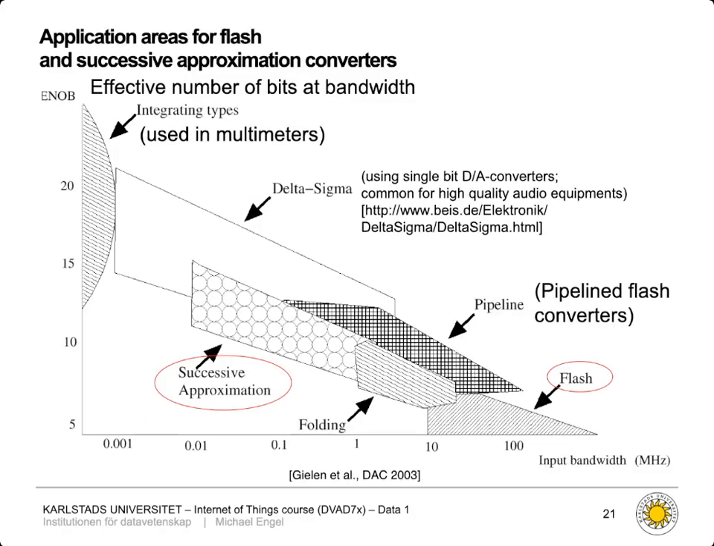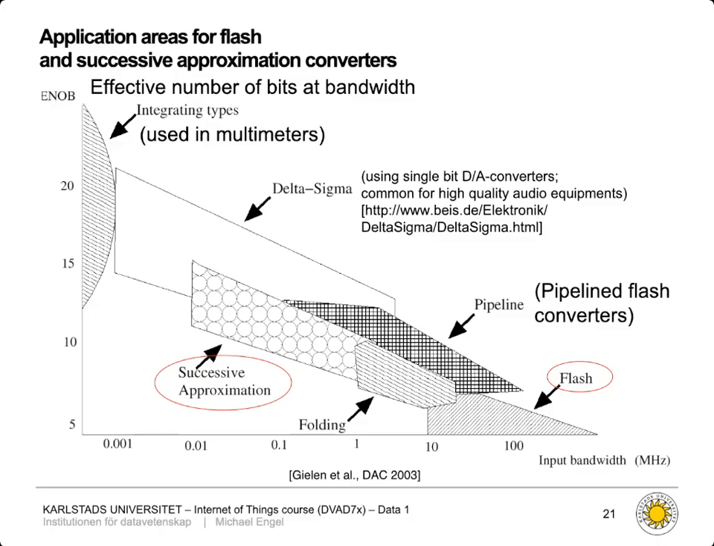Now, of course, this is only a very, very quick overview of analog to digital converters. There are a large number of other types and techniques for building converters. So this is just an overview of what's available with different parameters. So you can have very slow AD converters. On the x-axis, we have the input bandwidth that's possible in megahertz. And on the output, we have the effective number of bits at the given bandwidths.